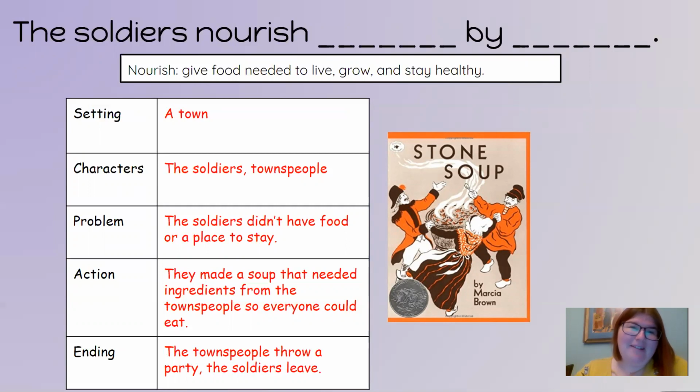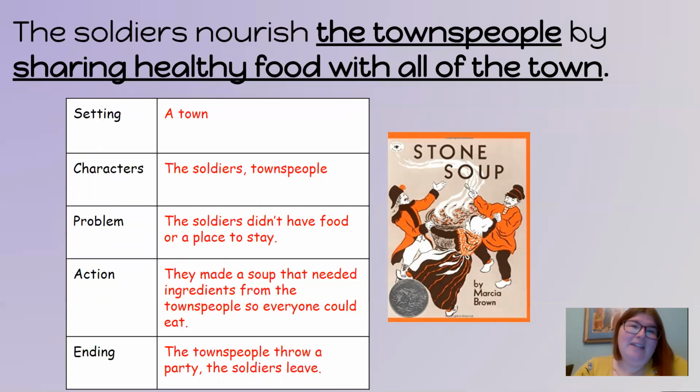Okay, let's compare. So I said the soldiers nourish the townspeople by sharing healthy food with all of the town. You also could have said the soldiers nourish the townspeople by making a soup that the whole town could share. That would be a great one too.